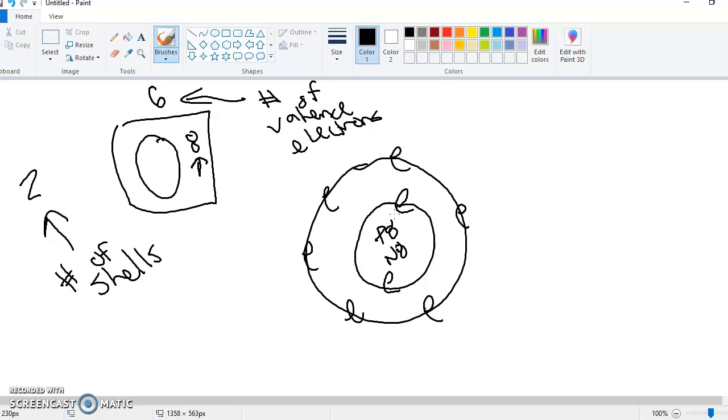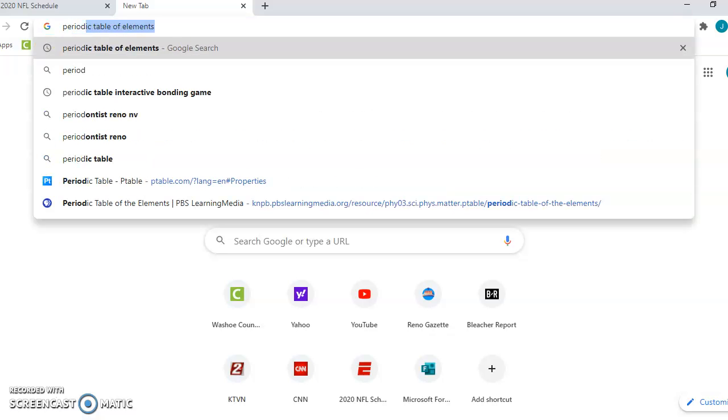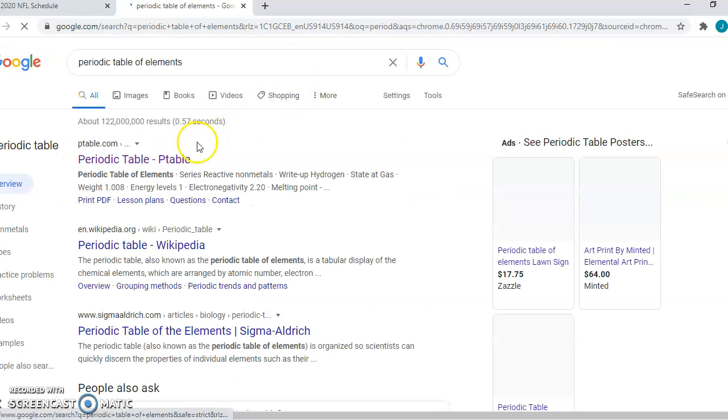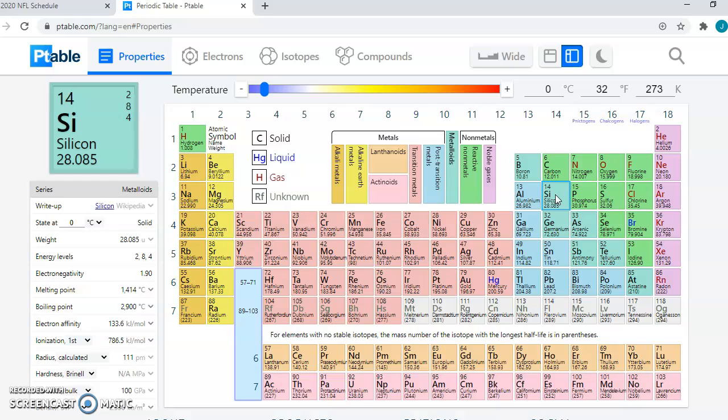So I gave you guys silicon. The first thing that you would need to do, don't mind the NFL schedule, I'm just looking at some games this weekend, is find the periodic table. If we look at the periodic table, you would find silicon. And if we come right here, we see that silicon is number 14, and it's in column 4, and it's in row 3.